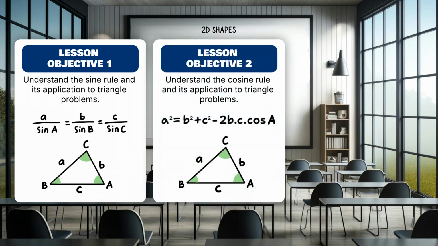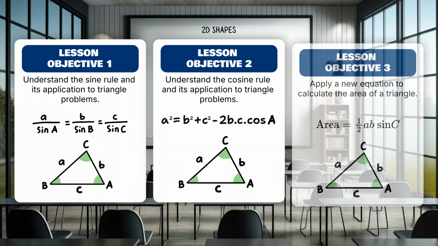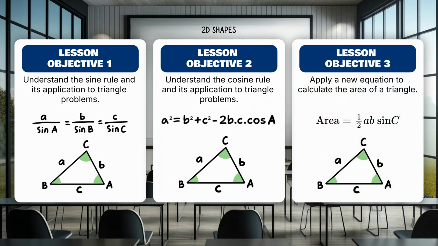Next, we examined the cosine rule, which relates the lengths of a triangle's sides to the cosine of one of its angles. This rule is particularly useful when we know two sides and the included angle, or all three sides and need to find an angle. Finally, we introduced a new formula for calculating the area of a triangle using the sine of an included angle, enhancing our toolkit for determining areas of non-right-angled triangles.